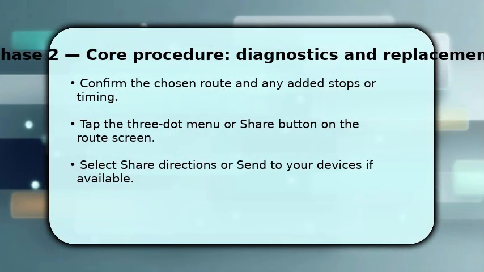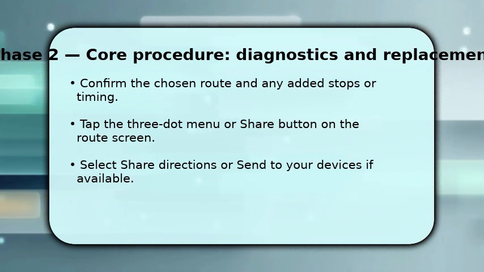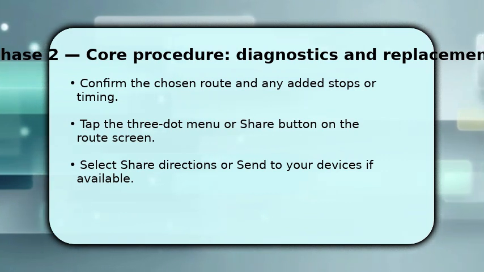Now prepare to share the exact route you set up. You want to confirm stops, departure time, and that the map shows the chosen path. Next, tap the three-dot menu or the visible Share button on the directions screen. Google labels it Share Directions in many versions.